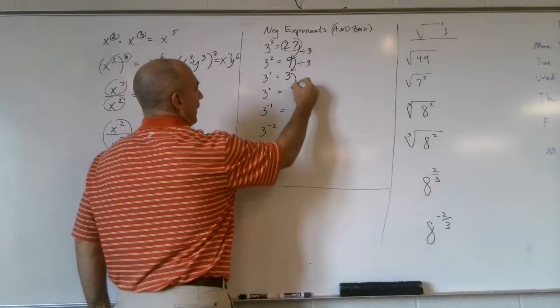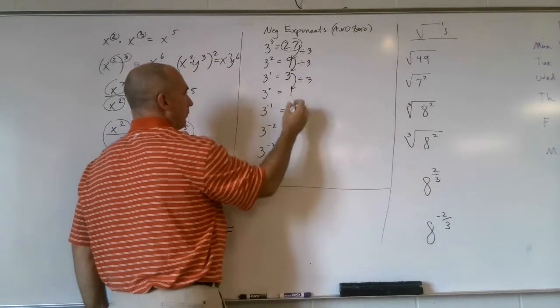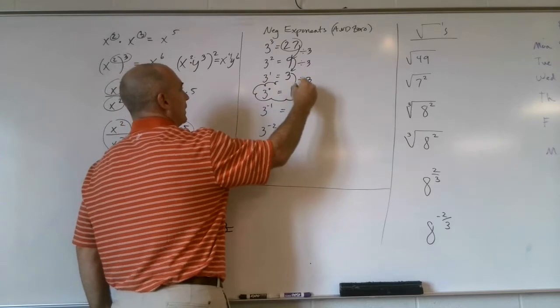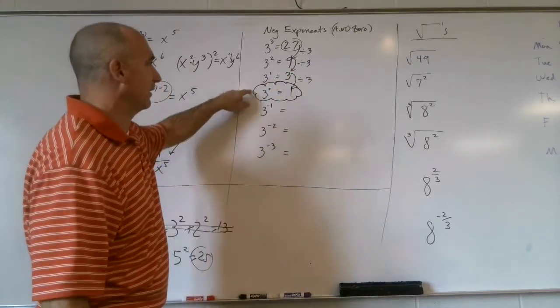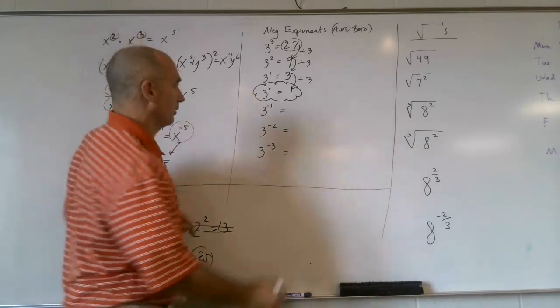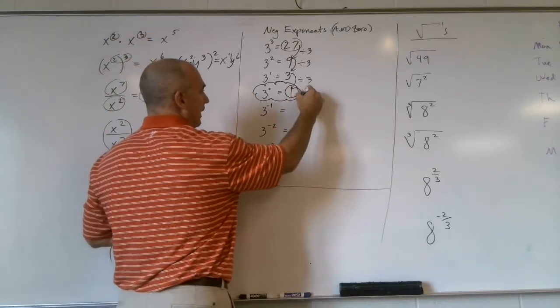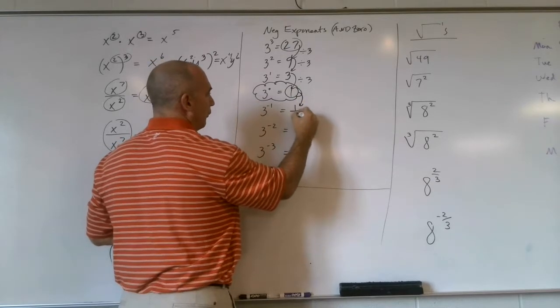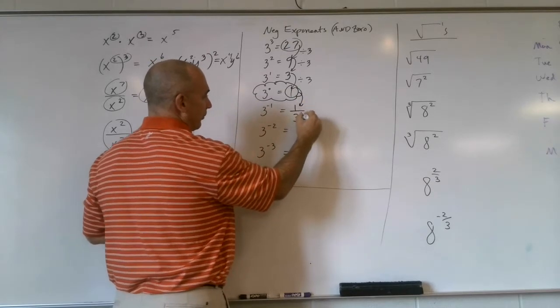So what's 3 divided by 3? 1. You just were reintroduced to a rule. Anything to the 0 power is 1. Keep that in mind. What about this one? Well, for this one, you're just going to divide this by 3, and you're going to get 1 over 3. Now watch this to the first.